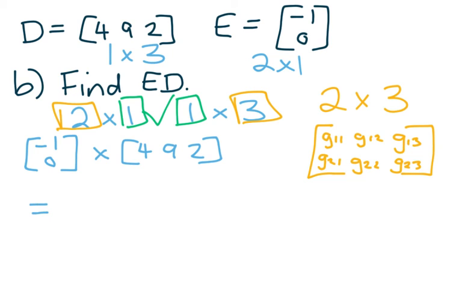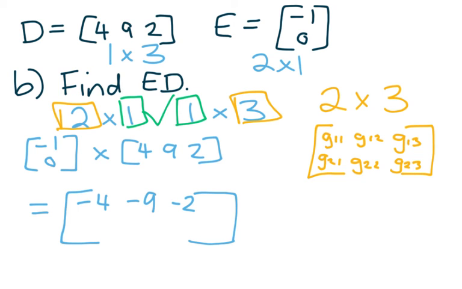So our answer, we'll have a 2 by 3 matrix, and we get element G1, 1 by doing row 1 by column 1. So row 1 is -1, and column 1 in matrix D is 4. So we're just doing -1 times 4. So -1 times 4 is -4. Then the next spot along that top line is row 1 by column 2. So -1 times 9, which is -9. And then the third number along that row is row 1 by column 3, which is -1 times 2, which is -2.